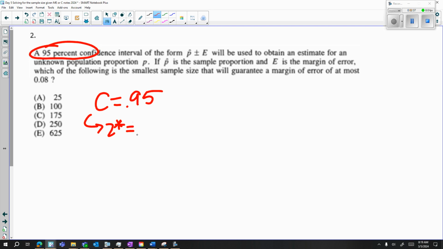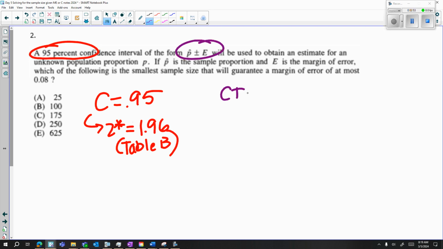But you guys probably already know it by heart. What is it? Well, it's 1.96. Very good. That's table B. Remember, tomorrow you can use your reference sheet. All right, so p hat plus or minus E for error. So remember, the confidence interval is statistic plus or minus critical value times the standard error of the statistic.